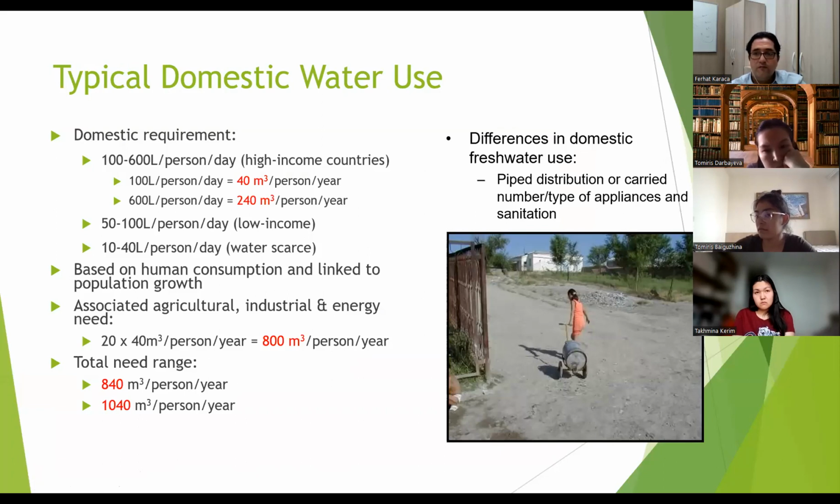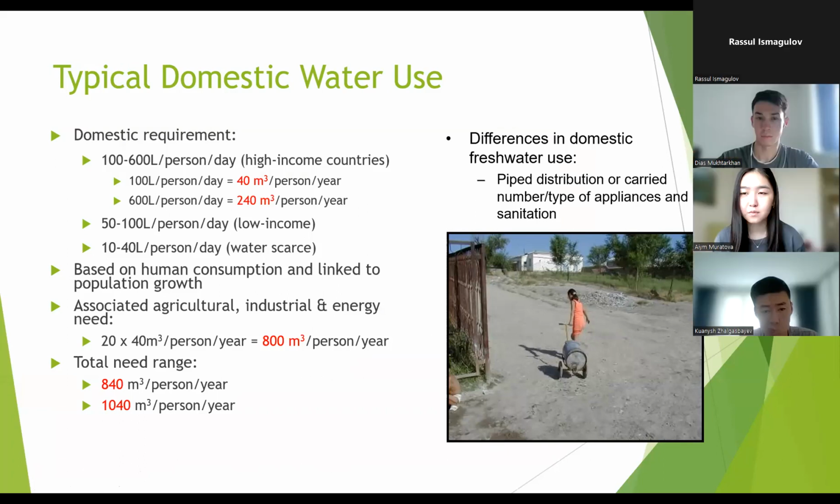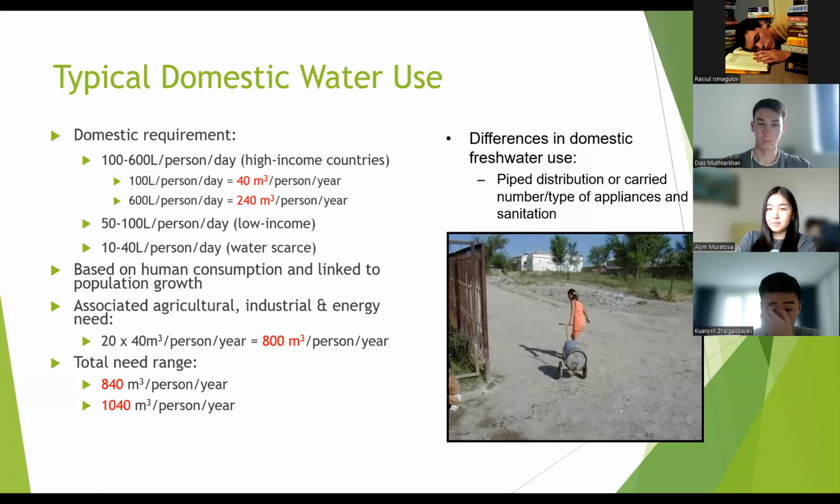Professor, I want to ask: is water counted nowadays like minerals, very special, like oil and gas, or is it counted as less important? Yes, I think this is a very interesting point.